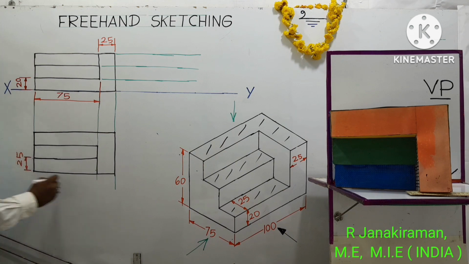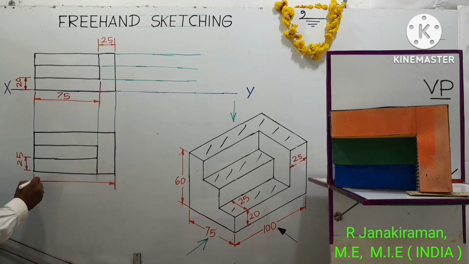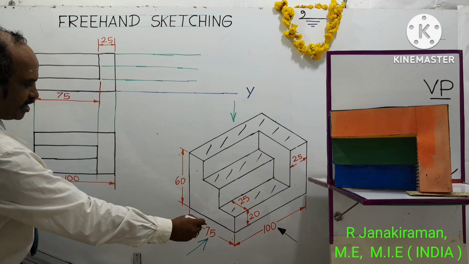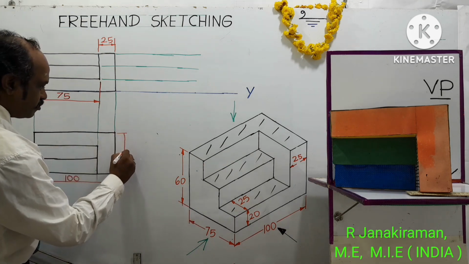So length of the object, we will dimension it. Draw horizontal dimension line. Provide arrow, shade it. Overall length of the object is 100 mm. Breadth of the object is 75 mm. 75 shall also be dimensioned.